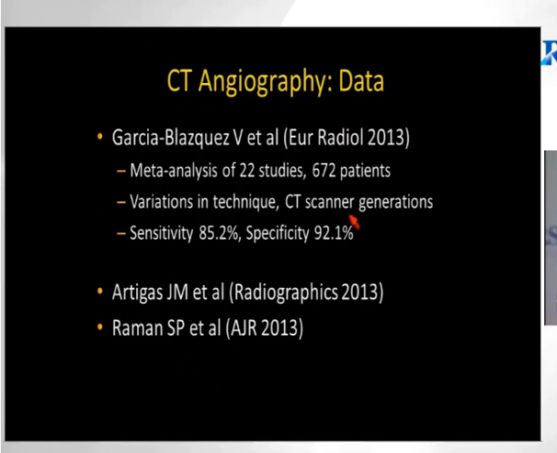This is the most recent paper, a meta-analysis on this topic, 22 studies, total of 672 patients. Of course, there are variations in technique, being a meta-analysis, and CT scanner generations, but the sensitivity is 85%, which is very good when one considers that some of these studies are as old as 10 or 15 years.